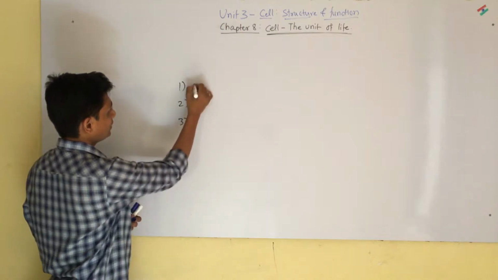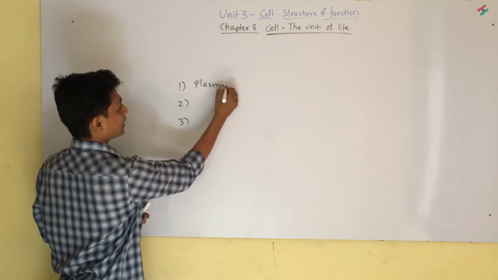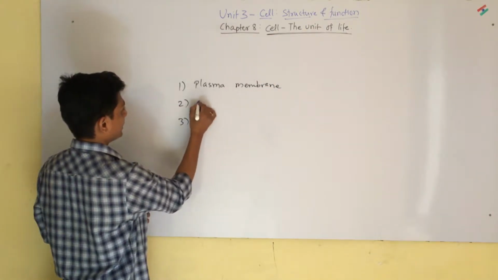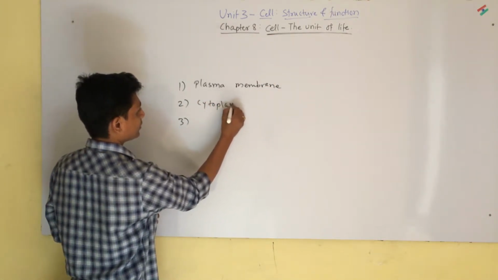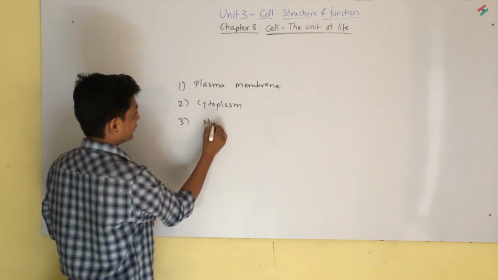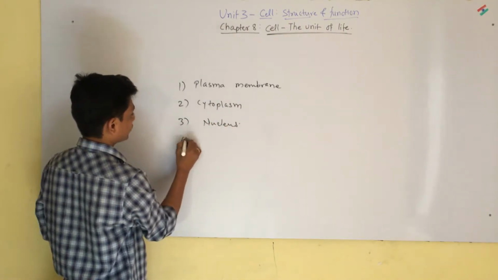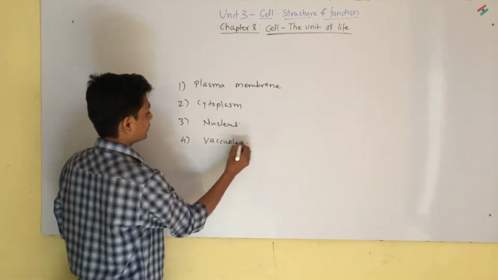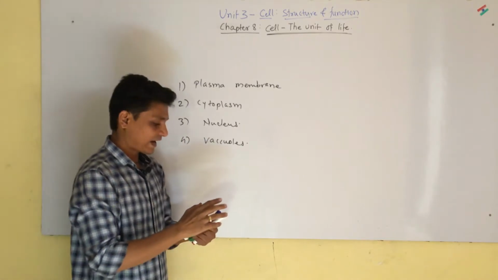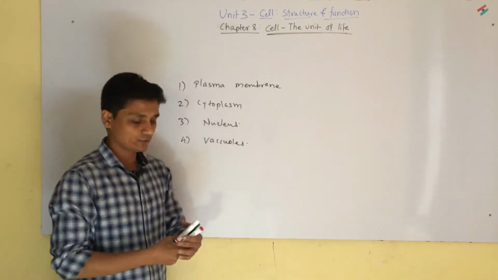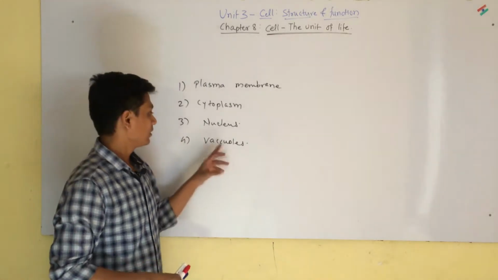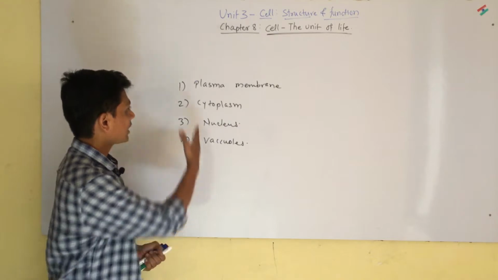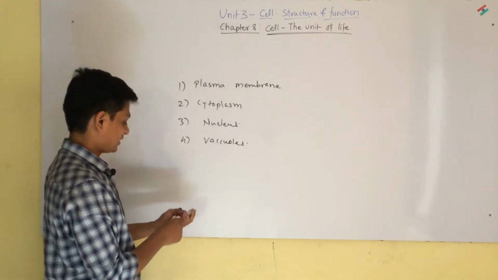The first one is the plasma membrane. Second, the cytoplasm. Third, the nucleus, and fourth, the vacuoles. As we know, in a plant cell, 80 to 85% of the space is occupied by these vacuoles. So we will start with the first, the plasma membrane.